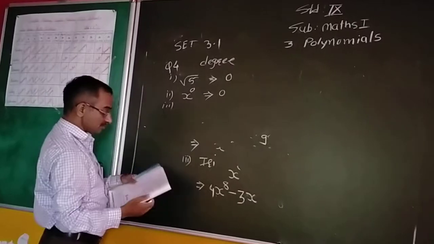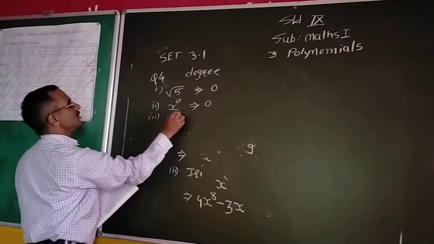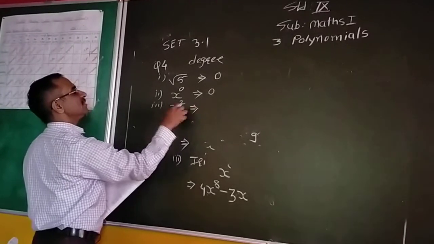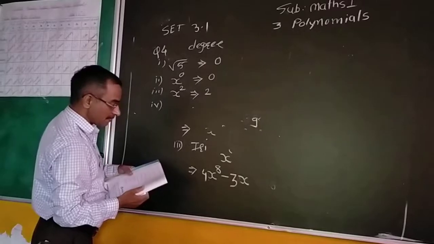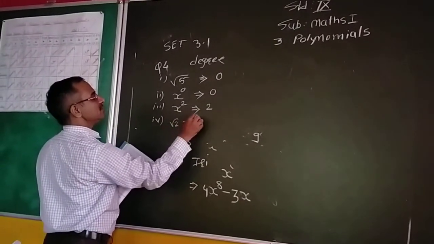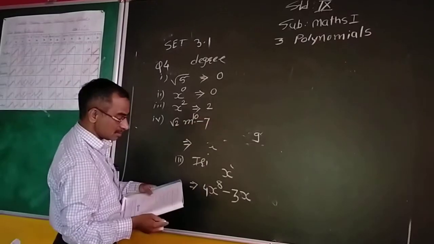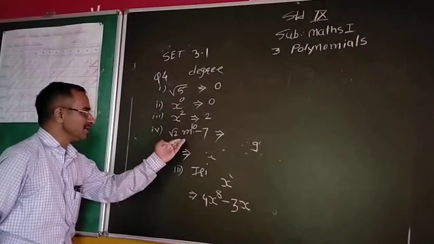Then third one, x raised to 2. What is the highest power of the variable? 2. So the degree is 2. Then fourth one, under root 2 m raised to 10 minus 7. What is the highest power of the given variable? What is the variable here? M.